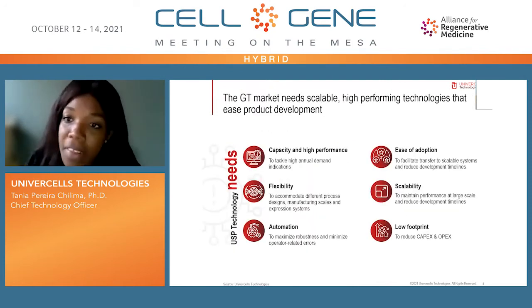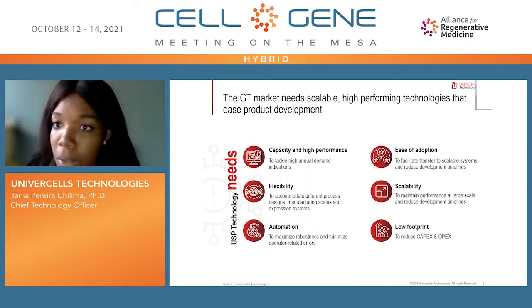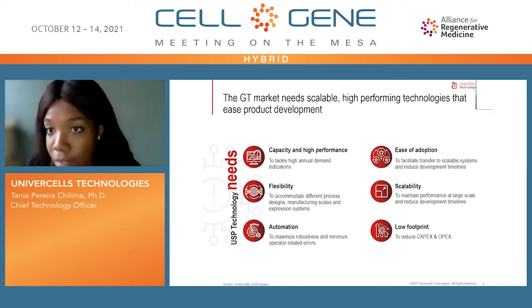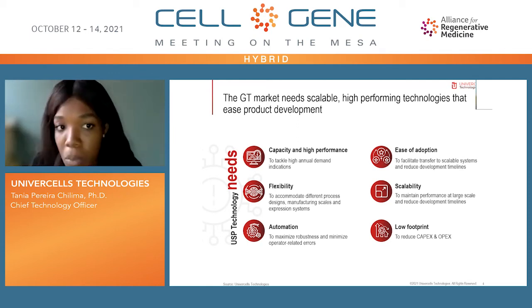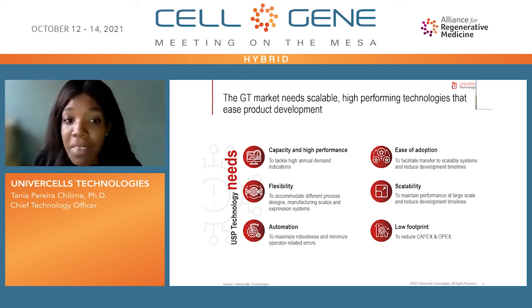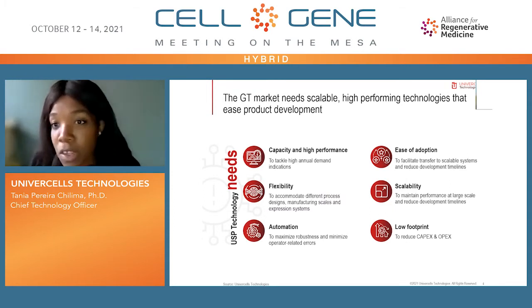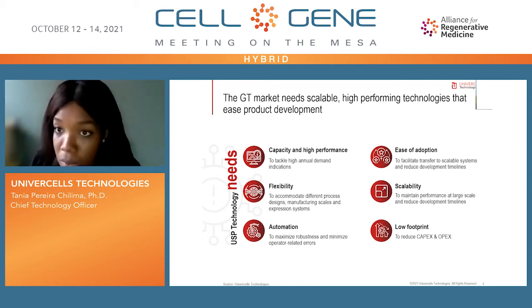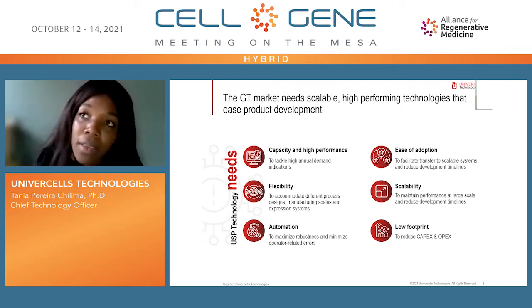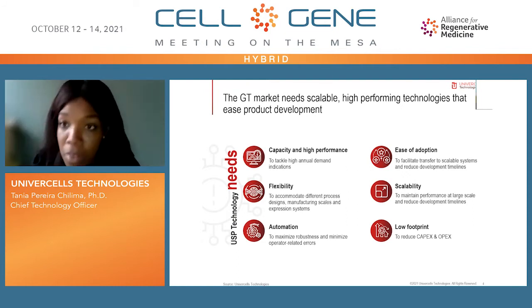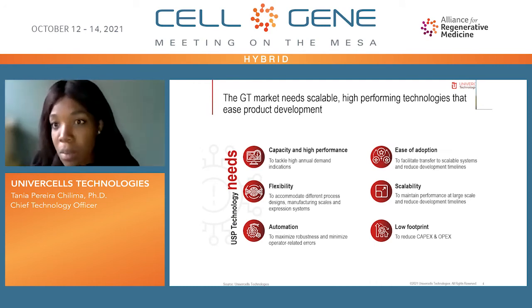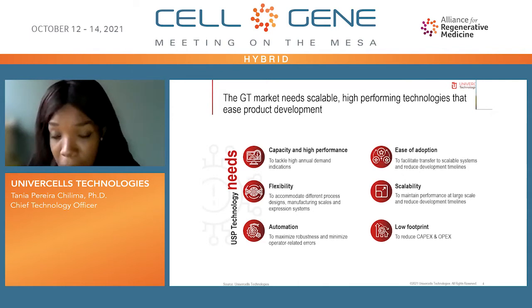And this slide just summarizes the different needs of the gene therapy market when it comes to technology, some of which I've already indicated, but going more into it. So capacity and high performance. As I mentioned, the ability to cater for those very high annual demand indications is important in the technology selection. When we talk about capacity, we're talking about the physical capacity of the reactor, and when we talk about performance, it is a system that enables you to increase your productivity.